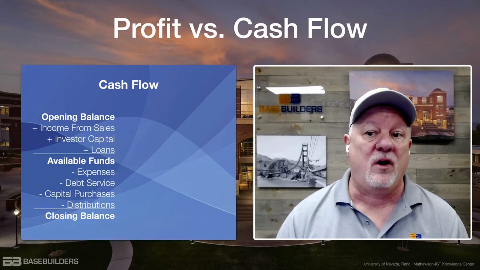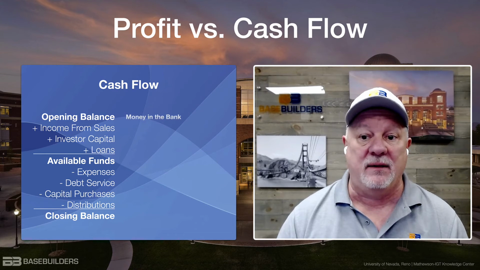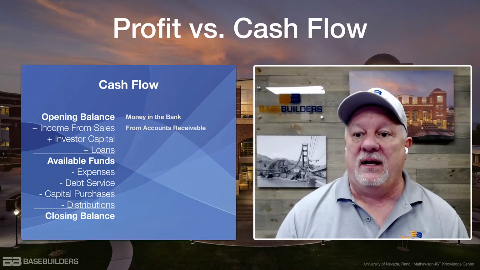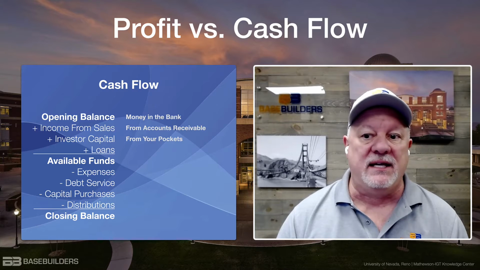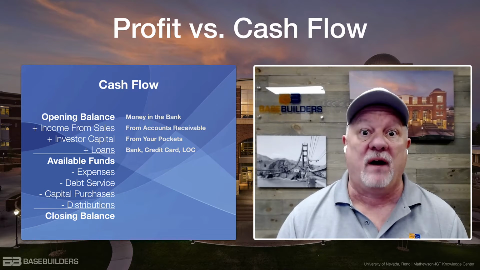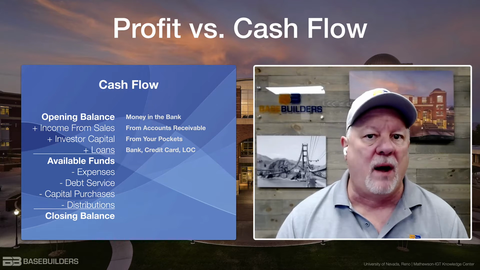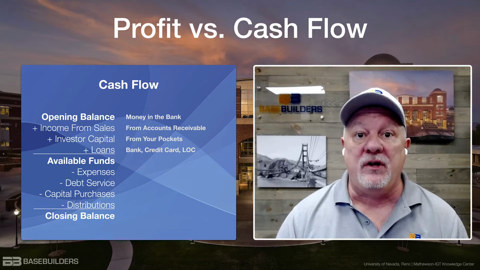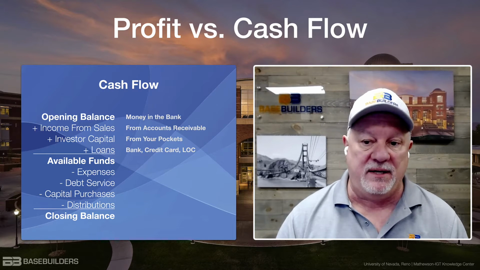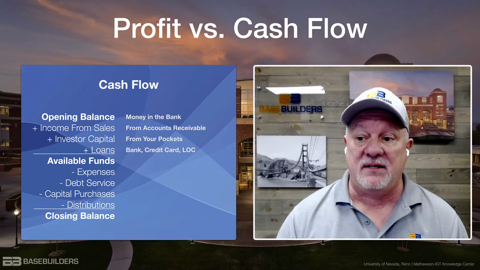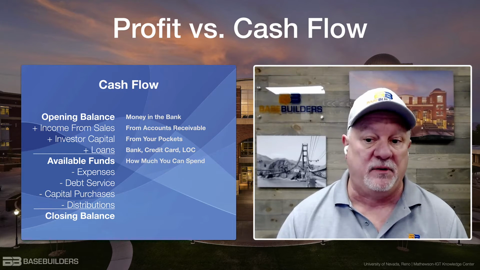We're going to start with an opening bank balance. That's what you got in the bank. Then you're going to have income from all your sales. Then you're going to maybe put money in out of your own pocket to get things started. And perhaps you've borrowed some money to get your firm off the ground. Or while you're operating, you may be letting your credit card balances grow, or you've brought in a line of credit and added money to the bank. So what's available at the end of the day there is how much you can spend. Those are your available funds.